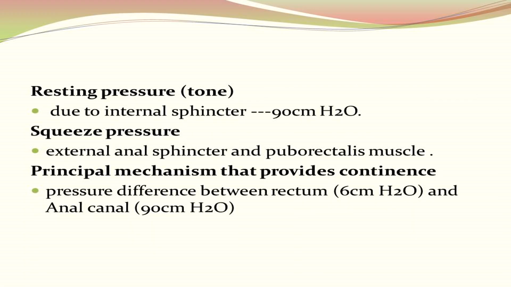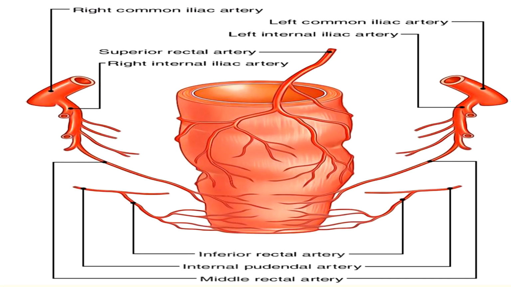The second important physiological point is the pressure. Remember, the internal sphincter maintains the resting pressure, which is almost 90 centimeters of water. Squeeze pressure is by the external anal sphincter. The difference between the rectal pressure and the anal pressure maintains the continence. So that is the physiology. Two important parts: one is the angle and the second is the pressure. Just remember, you might get direct MCQs on this.